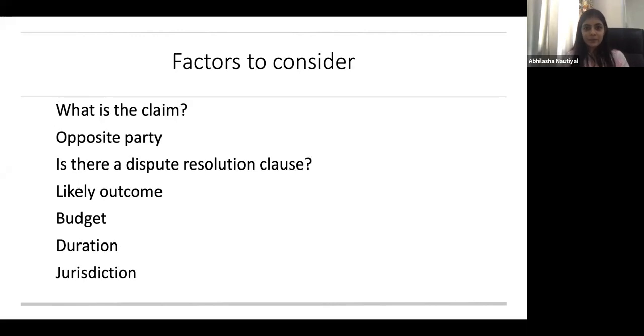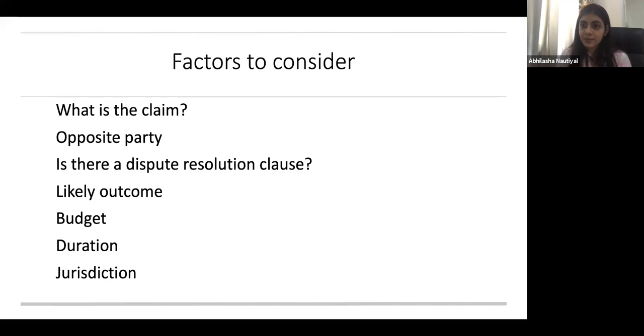Now, what are the factors you should bear in mind when you're choosing which option of dispute resolution one must go for? First, of course, is what is the claim? What is the value of the claim? Again, like I said before, it should not be that it's a sledgehammer to kill a fly, or it should not be something which is going to lead to a whack-a-mole problem where you get rid of one and then another pops up and another pops up. So the subject matter is very important.